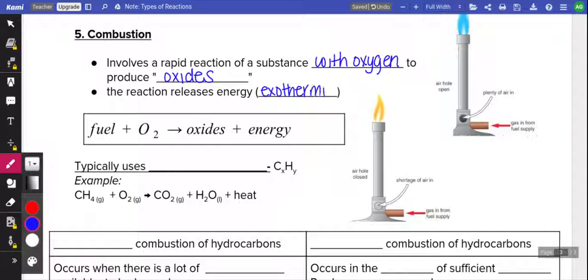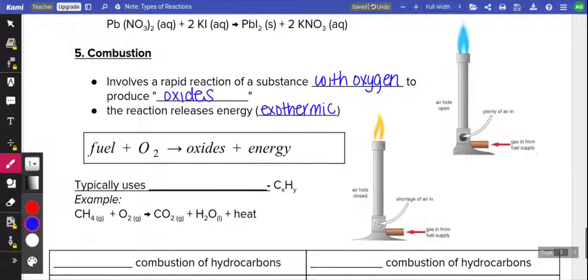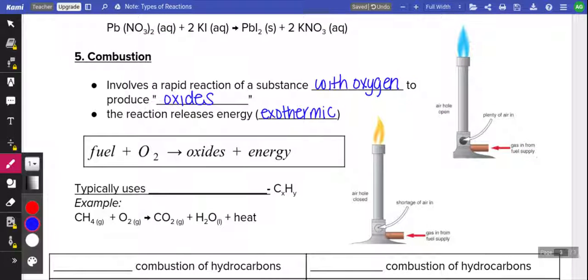And here is the general formula. This is the general formula, it is accurate. It's just that we have two very distinct situations with combustion that we're going to talk about in a second, and they have their own sort of general format that we'll go over.